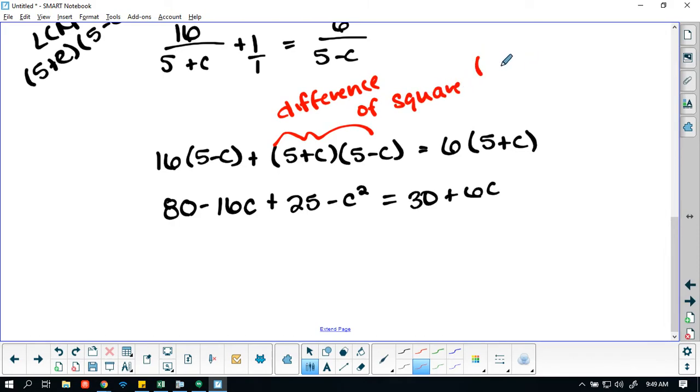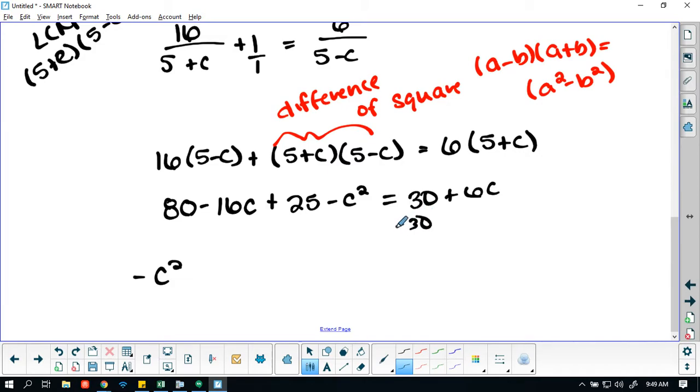So remember, difference of squares: if I have (a minus b) times (a plus b), this is equal to a squared minus b squared, because a negative times a positive is a negative. All right, so now let's just combine like terms. We're dealing with a quadratic, so we want to make sure that this is equal to 0. I could have subtracted that c to the other side.